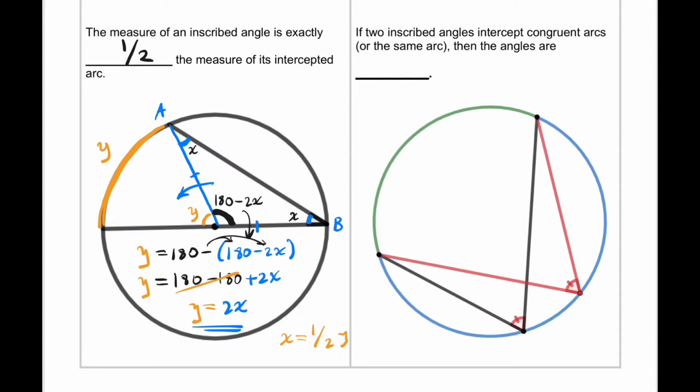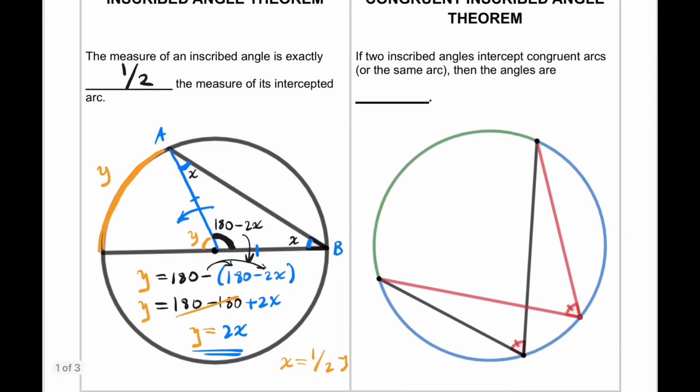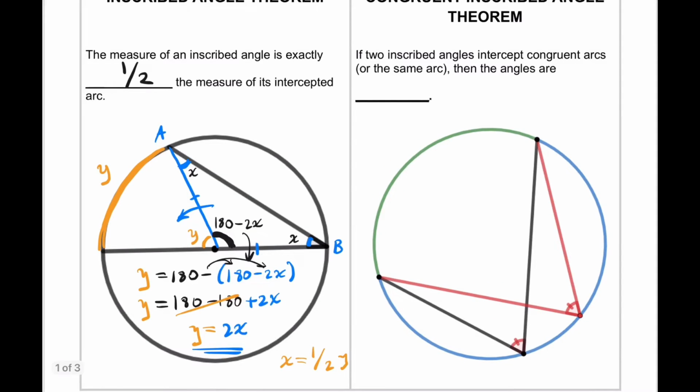Thinking about this next one: if two inscribed angles intercept congruent arcs or the same arc, then the angles are what? If you pause it here and think about it, they must be congruent, right? How can we show this?